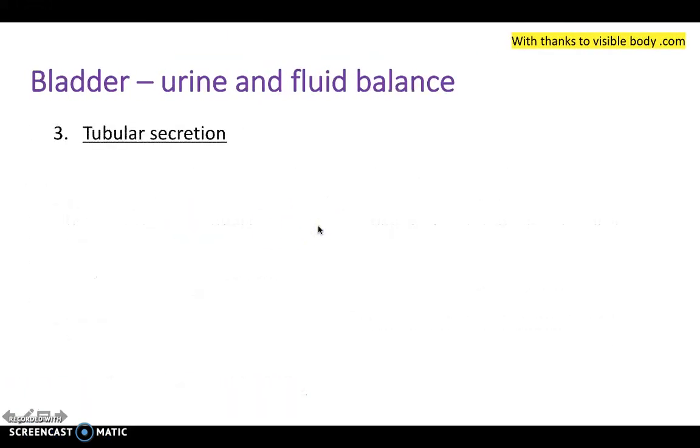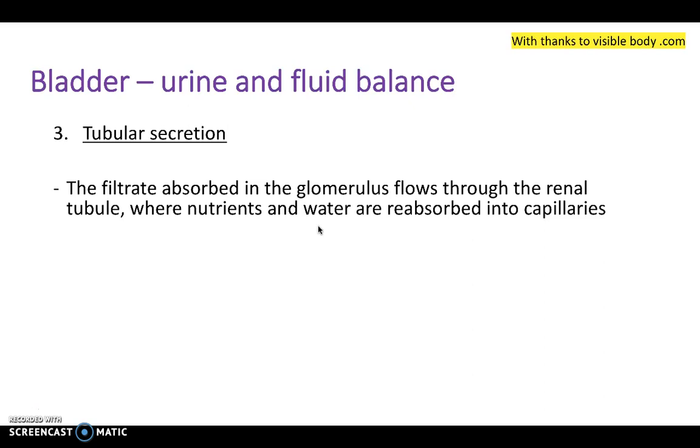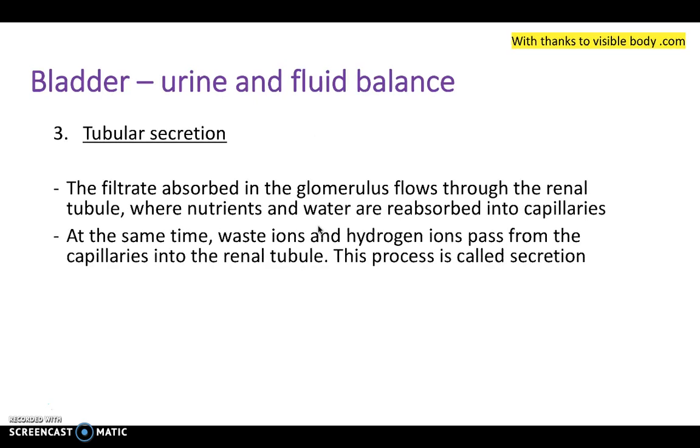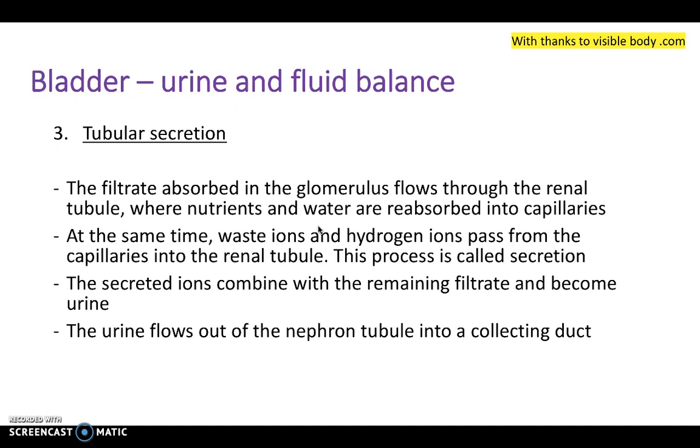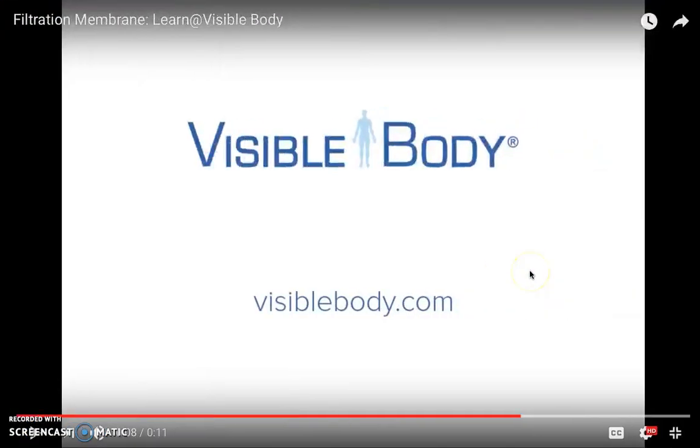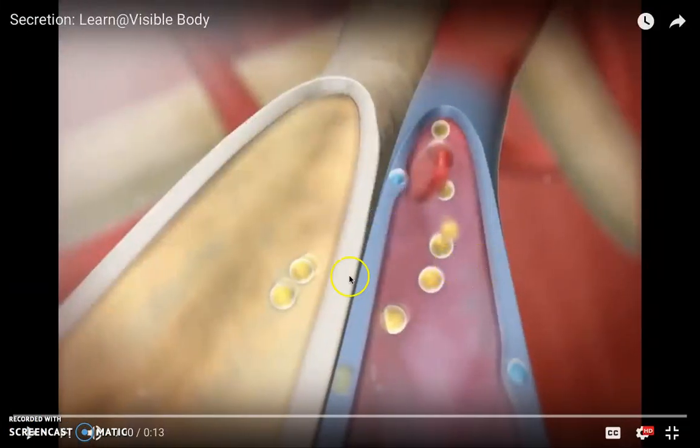So the third stage of urine production is tubular secretion. The filtrate absorbed in the glomerulus flows through the renal tubule, where nutrients and water are reabsorbed into capillaries. At the same time, waste ions and hydrogen ions pass from the capillaries into the renal tubule, and this is secretion. The secreted ions combine with the remaining filtrate and become urine, and therefore this urine flows out of the nephron tubule into the collecting duct, and so forth out of the kidney and down the ureters.